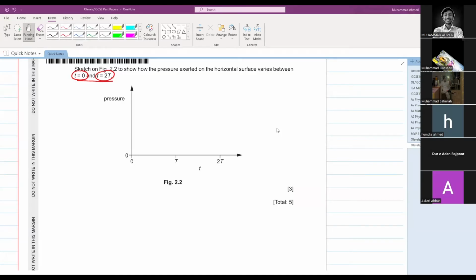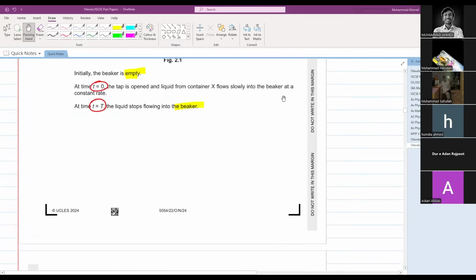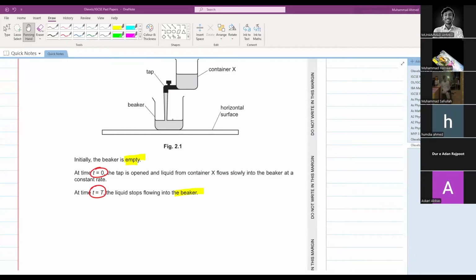ठीक है? Now what will you do? थोड़ा सा सोचो. Just think a bit. As the liquid in the beaker is increasing, the height of the liquid will increase. Beta, as the height of the liquid will increase, what is the formula of pressure in liquids? Rho GH. As H increases, your pressure will increase.